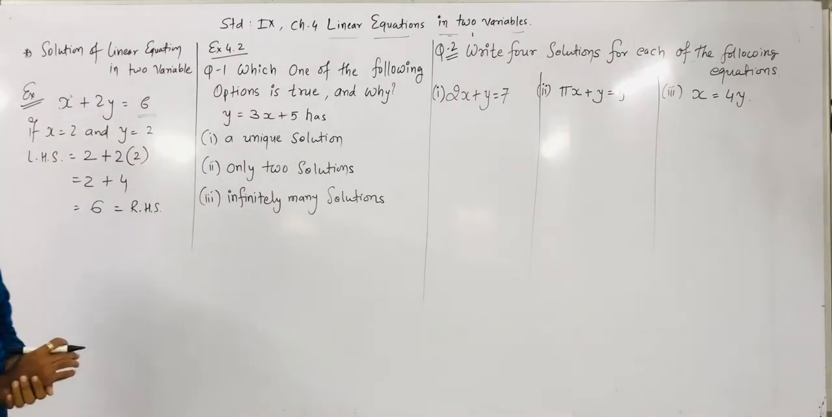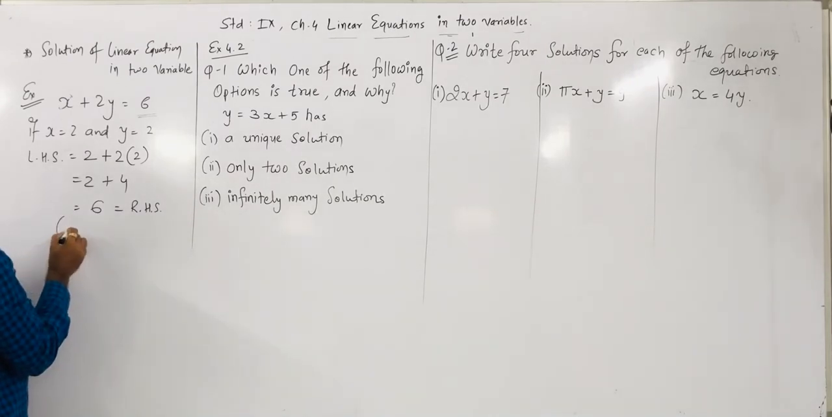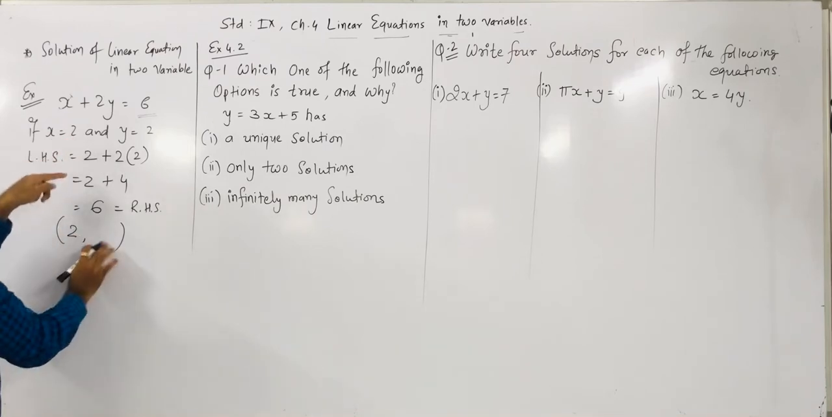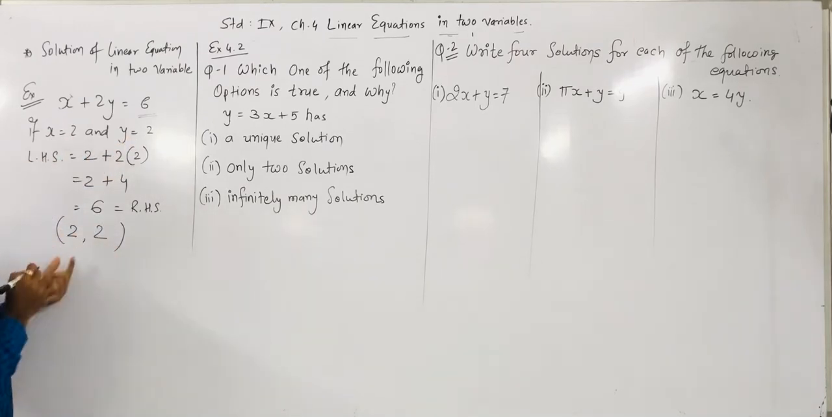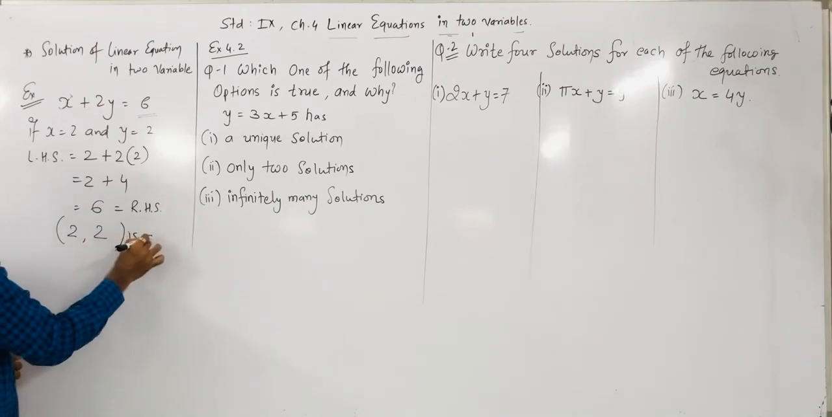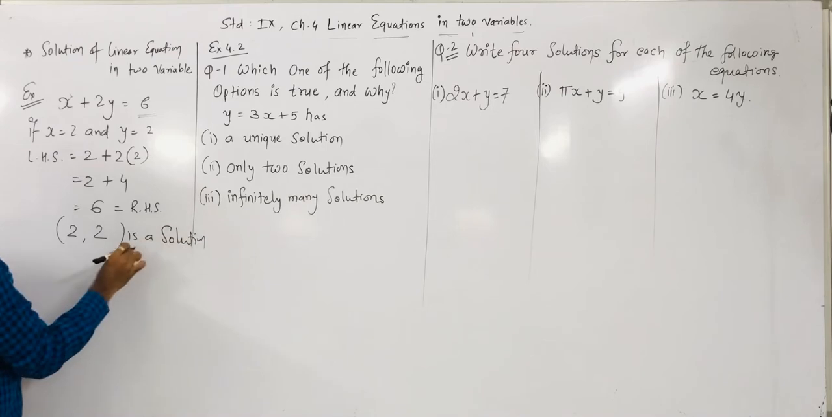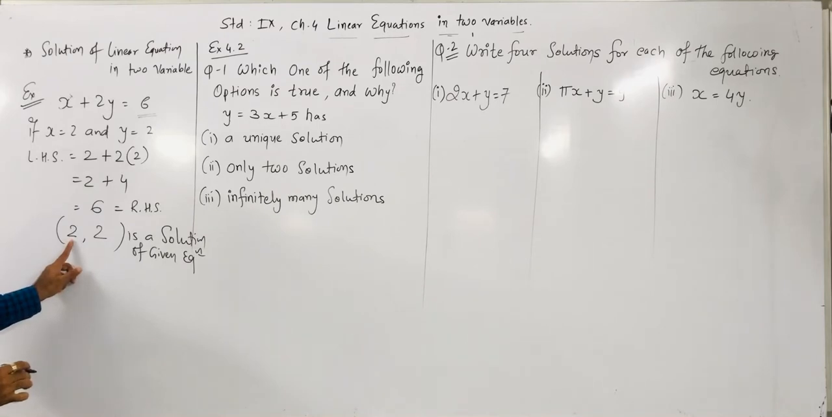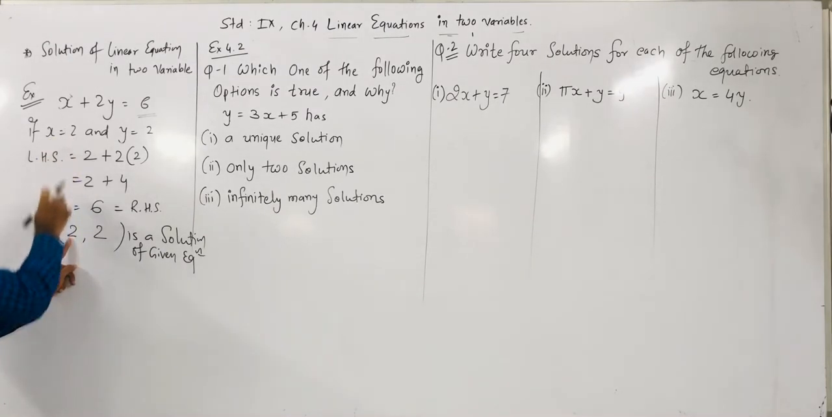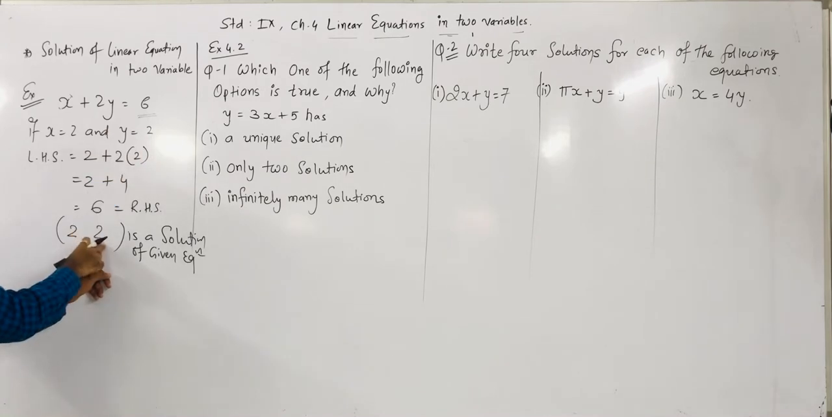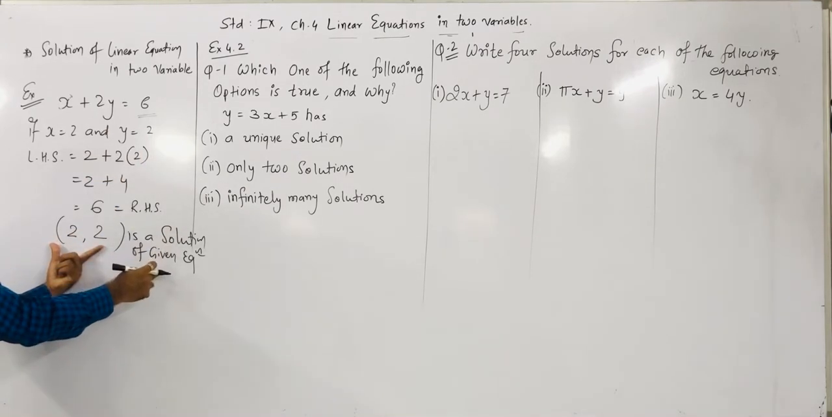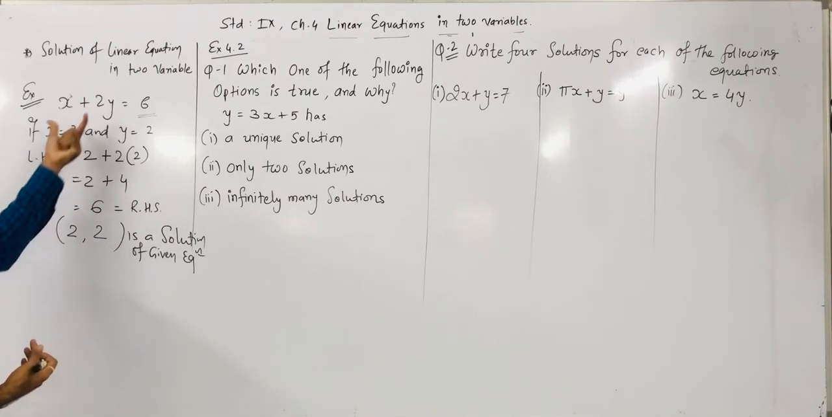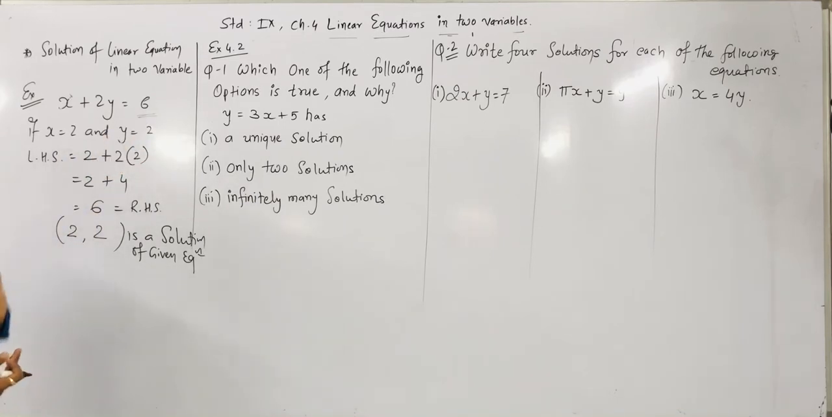And how can we write the solution? You can write it in brackets. First you write the x value, which is 2. Second you write the y value, which is 2. So we can say (2, 2) is a solution of the given equation. Remember that in a coordinate pair, we first write the x value and second the y value. You can also verify it that way: if you put the x and y coordinate values in the equation, you get the right hand side of the equation.